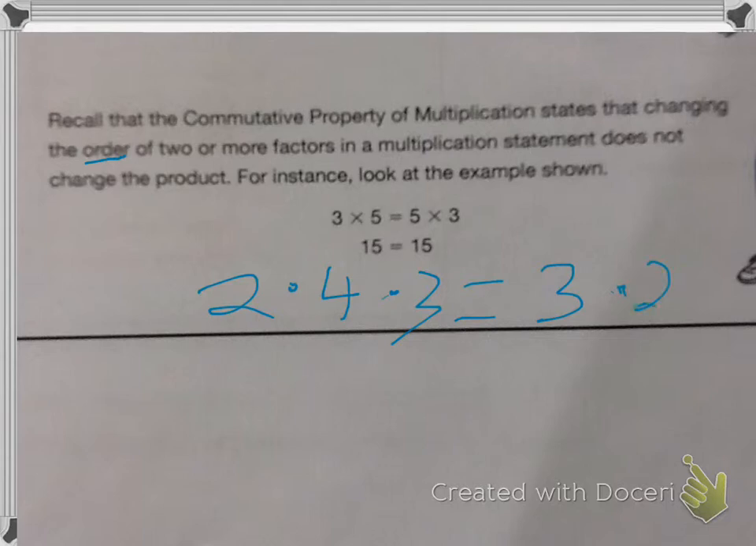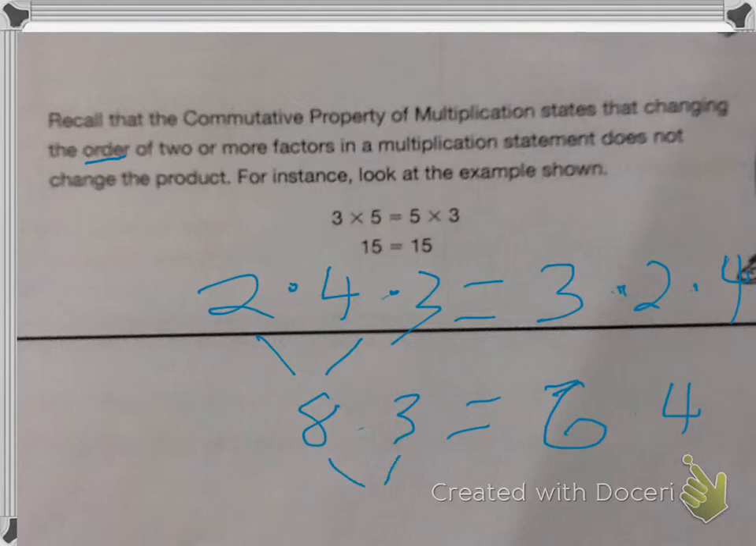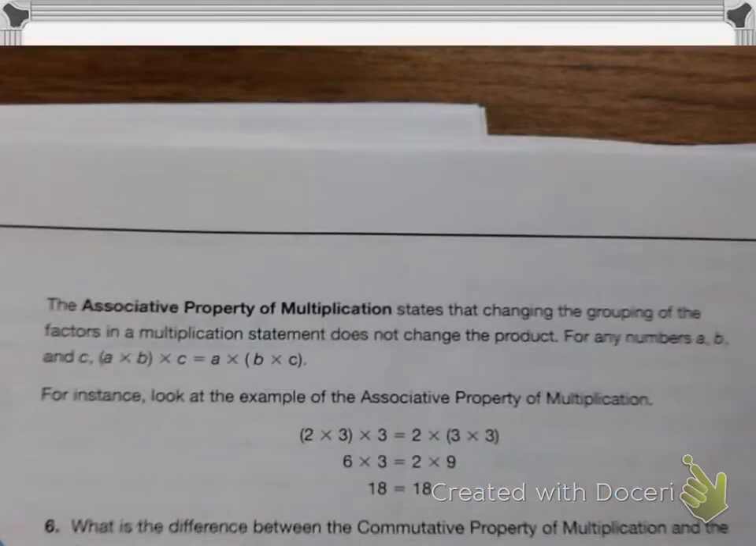times 2 times 4. So just by the order, we would do 2 multiplied by 4 first. That's 8 times 3. On this side, we do 3 multiplied by 2 first, which is 6 times 4. And in our basic facts, we know that 8 times 3 is 24, and that's equal to 6 times 4, which equals 24. Okay? So changing the order for the commutative property doesn't affect the product, just like changing the grouping of a multiplication sentence doesn't affect the product.